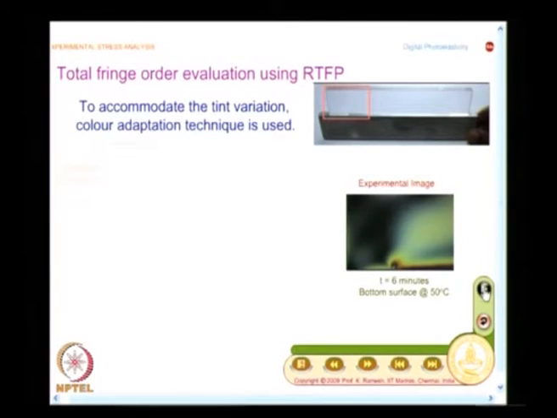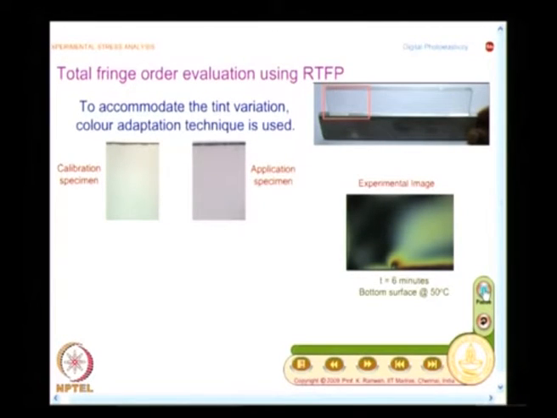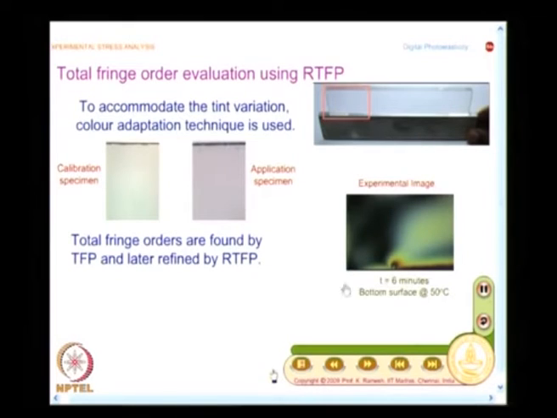There are many developments that have taken place. I said that the color code is a function of the light source, the specimen material and the camera. So, you will always find that the application specimen from which you make the model may have a slight tint variation compared to the calibration specimen. Ideally, you should use the application specimen and then develop a calibration table, which will make your methodology very cumbersome.